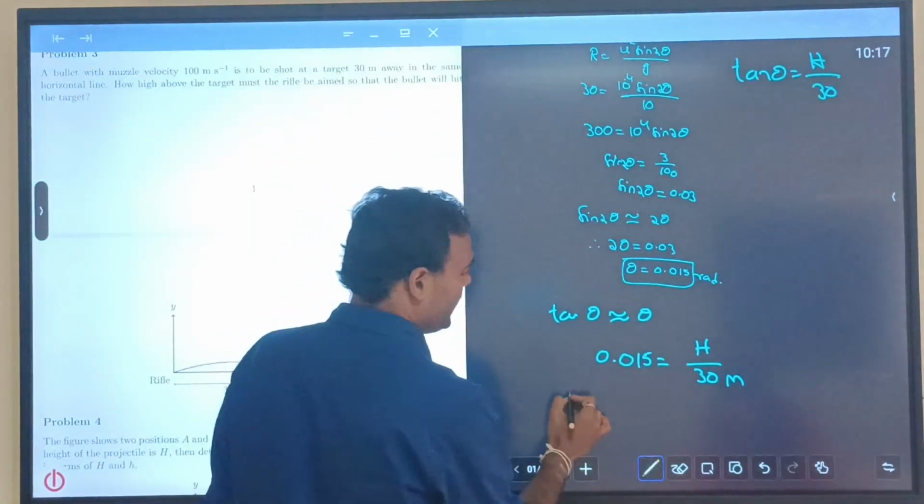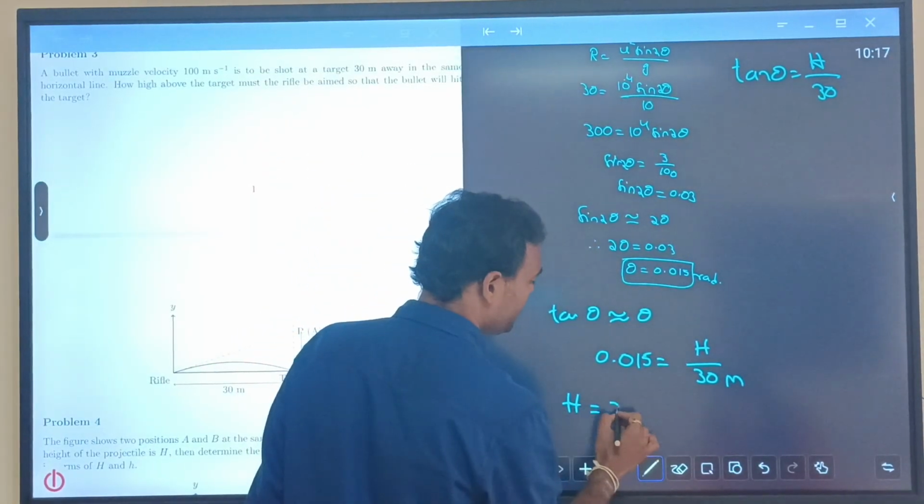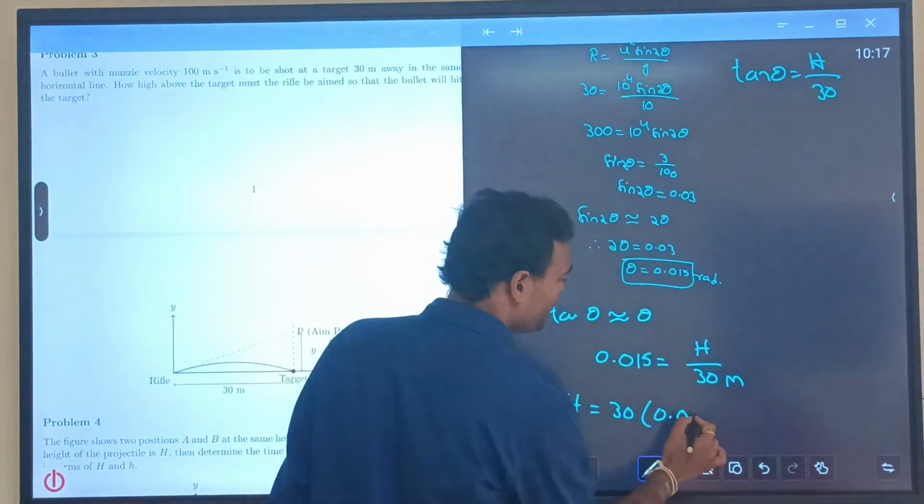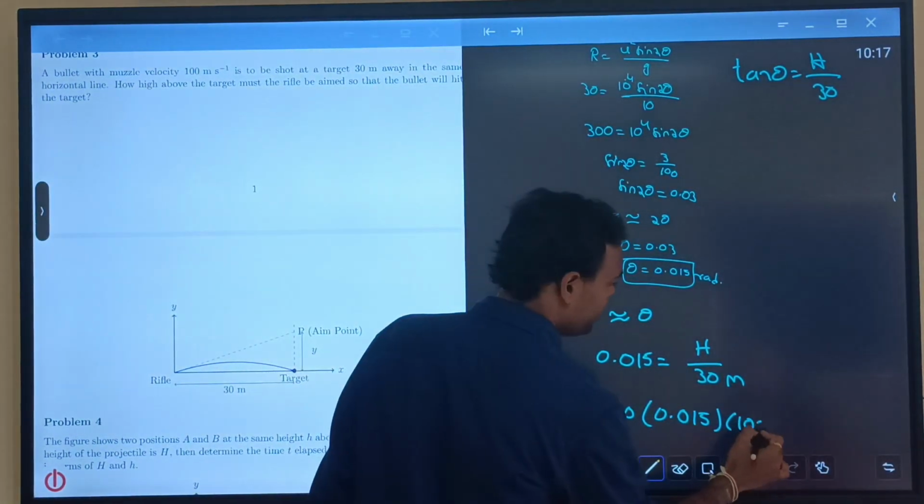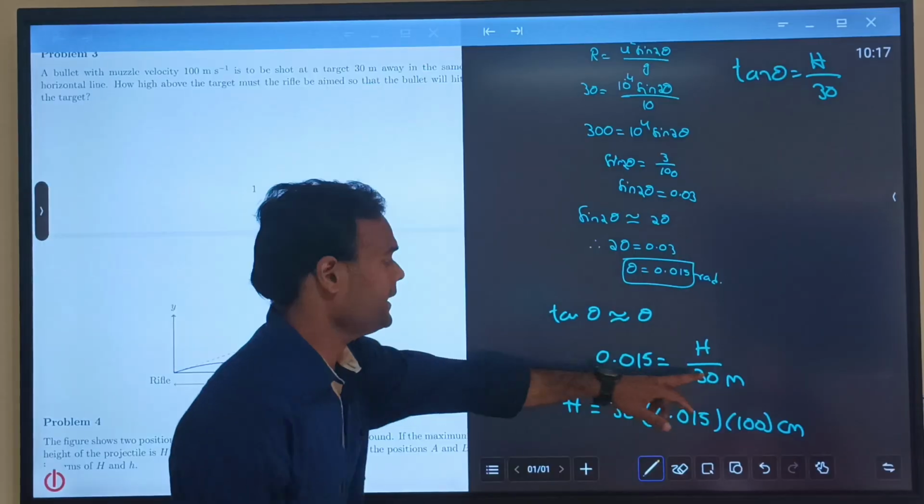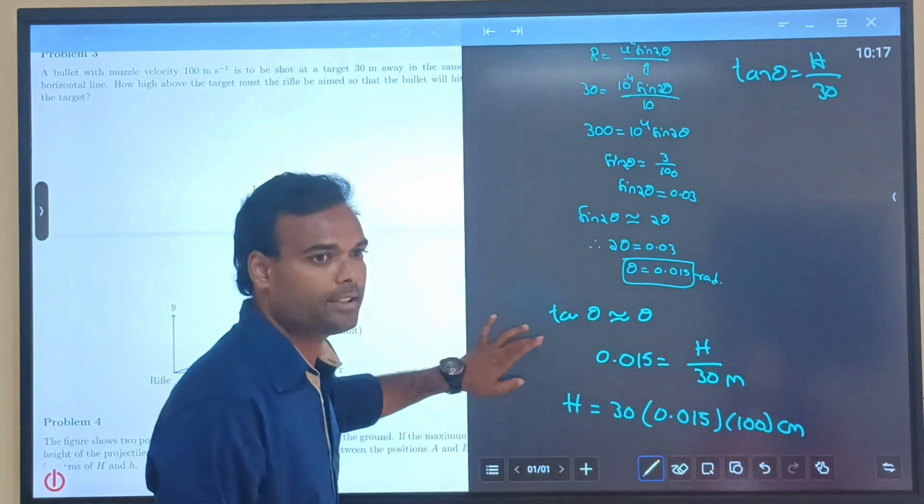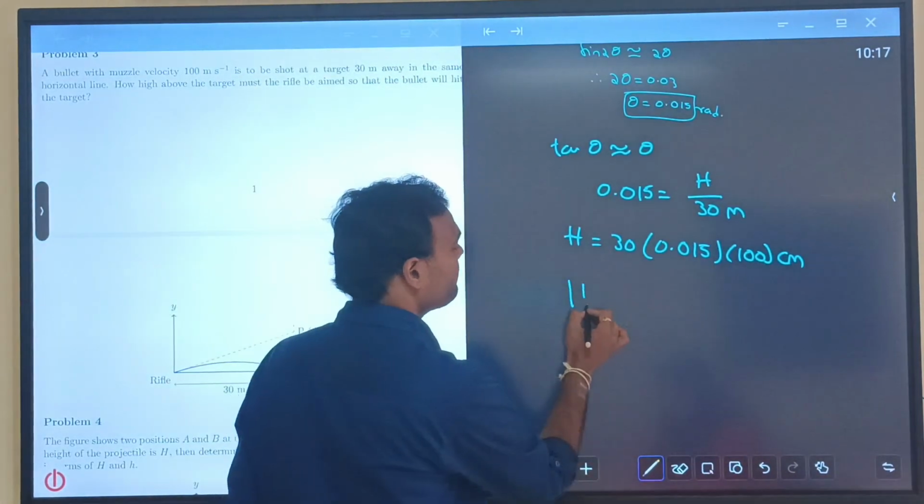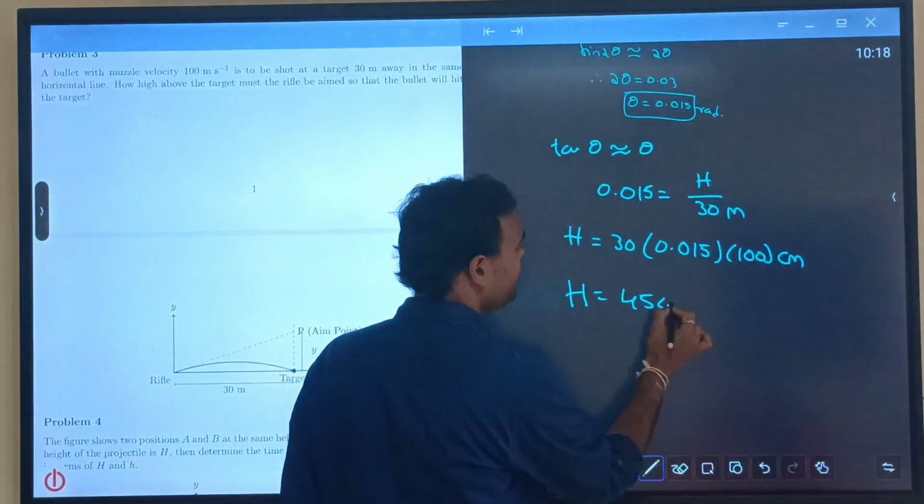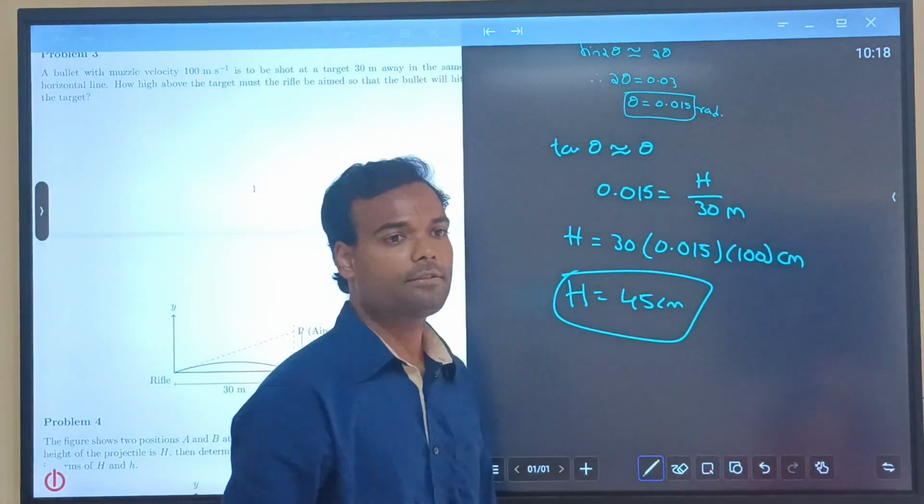Now h is equal to 30 into 0.015 into 100, in terms of centimeters I am writing. I am converting meters into centimeters. Now h is equal to 45 centimeters. This is what the question is asking.